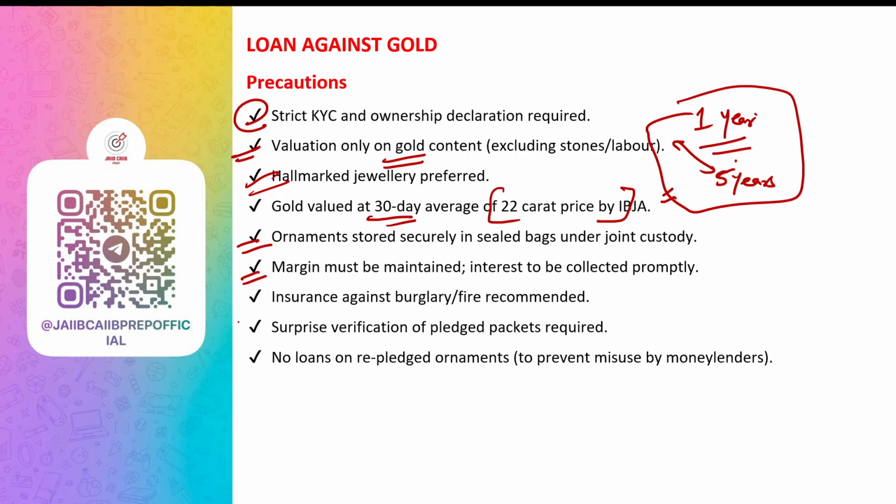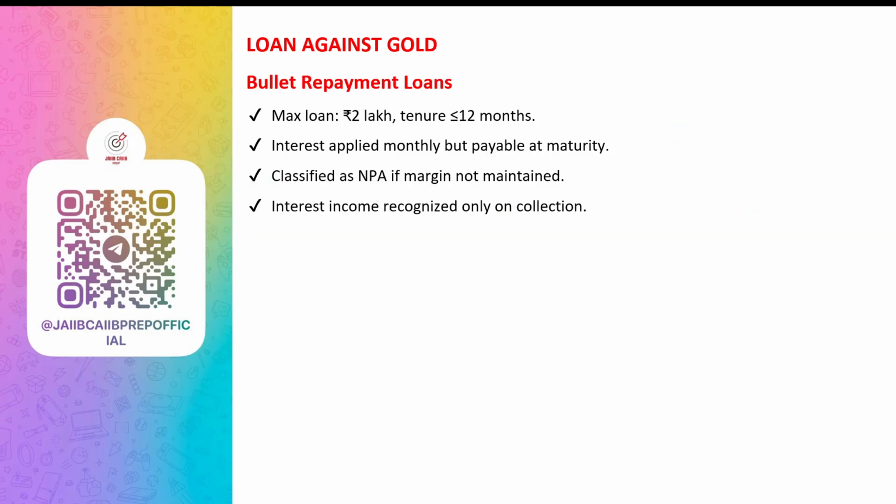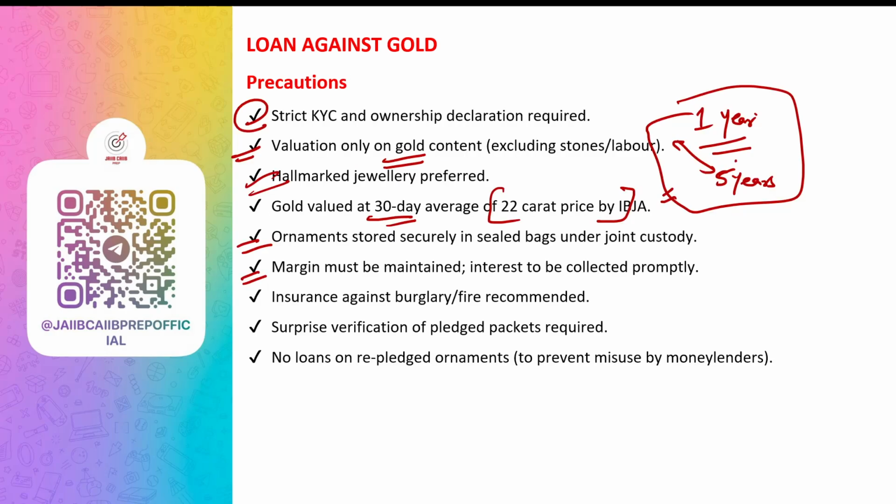Ornaments must be returned after repayment. Part release is also allowed against proportionate repayment, ensuring sufficient margins are maintained. Delivery to a third party should be avoided, but it can be done with the borrower's authority and confirmation. If there is any default, again the bank can issue a notice for repayment, and if unpaid, the ornaments can be auctioned.